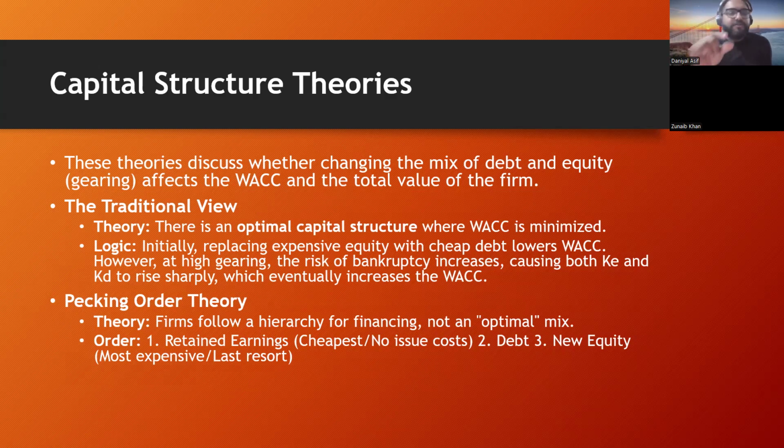In the pecking order theory, the order is: first you use retained earnings because they are the cheapest and there is no issue cost. Then you use debt, and then you use new equity, which is the most expensive or the last resort.